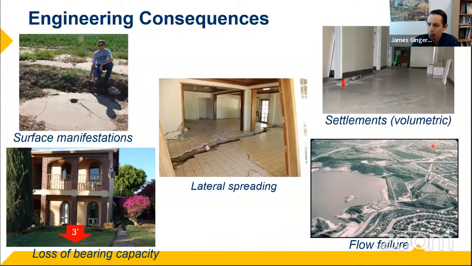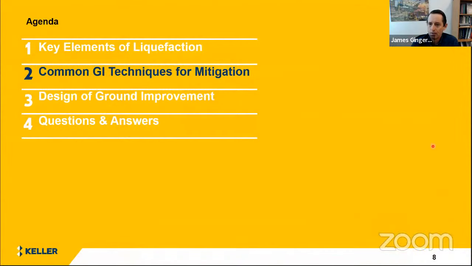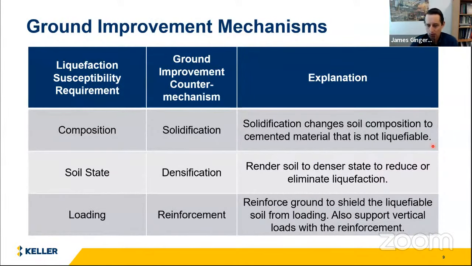So these are the kinds of hazards that we want to concern ourselves with in terms of their effect on our engineered structures. So how can we mitigate liquefaction? I'm just going to go through some of the most common ground improvement techniques. And when we think about ground improvement techniques for liquefaction mitigation, we like to think of them in terms of their effect on those first two aspects of soil liquefaction hazard analysis: composition and soil state.